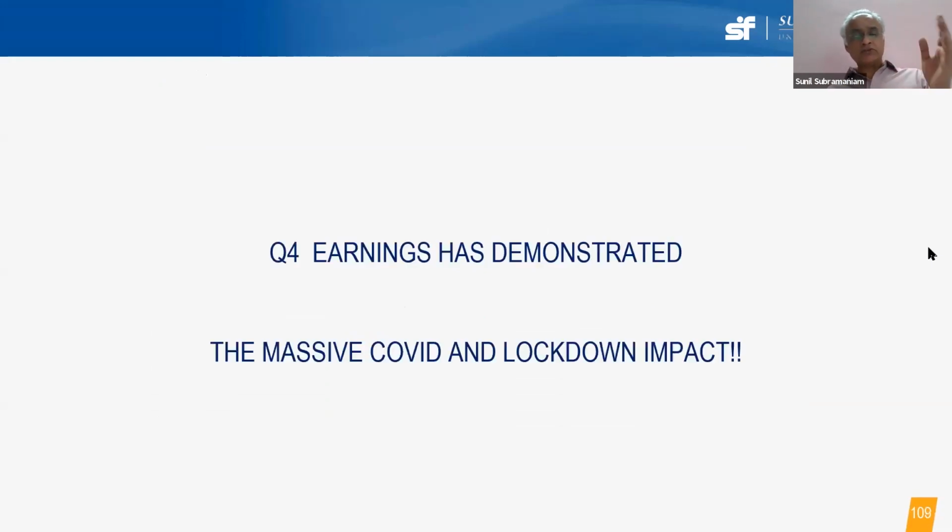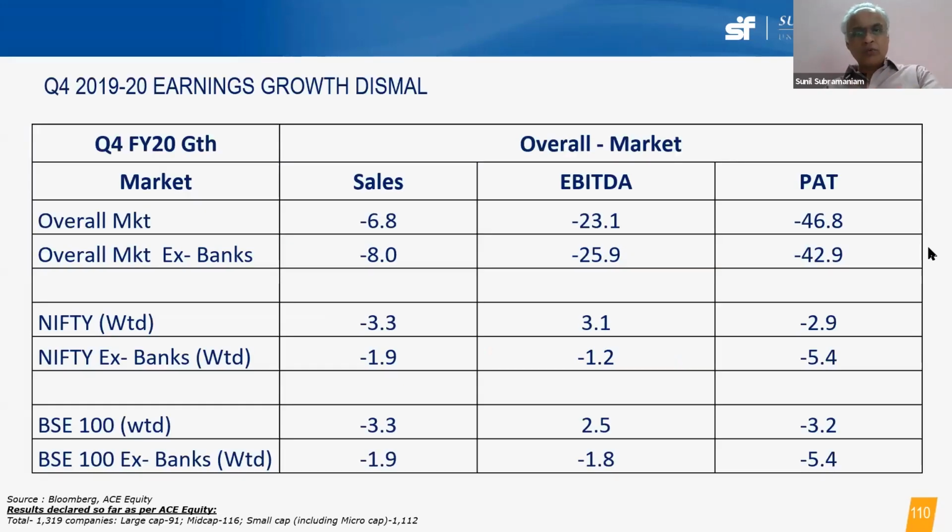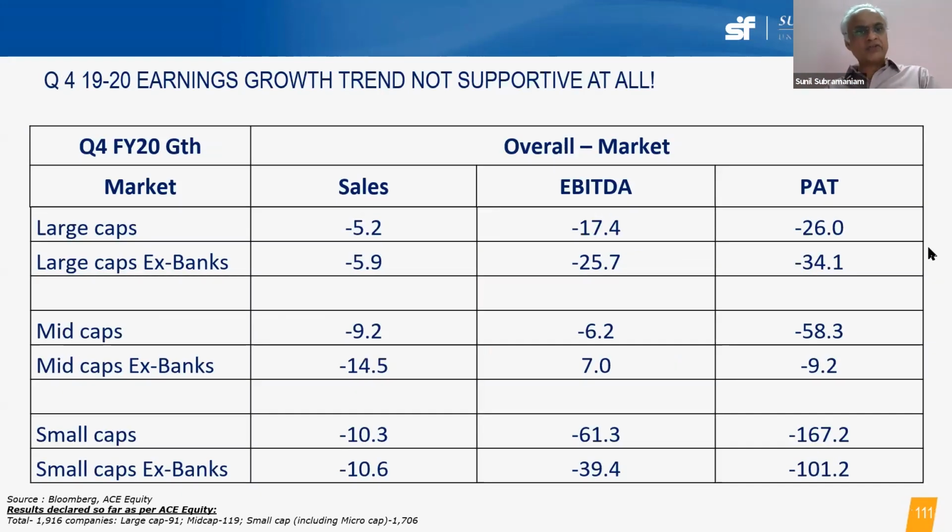The Q4 earnings of last year, which is what the market had when it was starting to invest in April, showed the massive COVID and lockdown impact. As you can see, the overall market had a negative sales growth, a negative operating profit growth, and a strong negative profit after tax growth of 46%. And if you split it by large caps, mid caps, and small caps, you can see that small caps were the worst affected, followed by the mid caps, followed by the large caps.